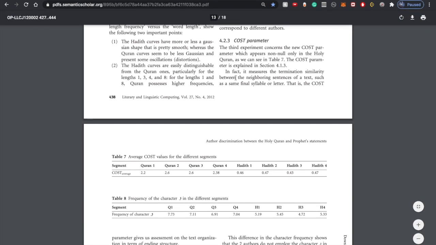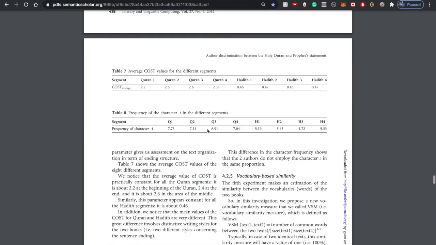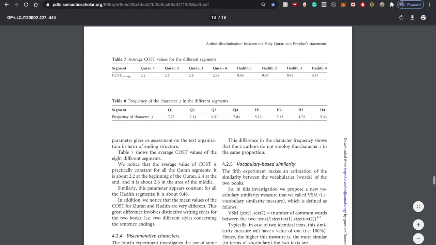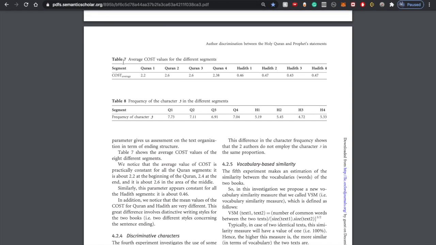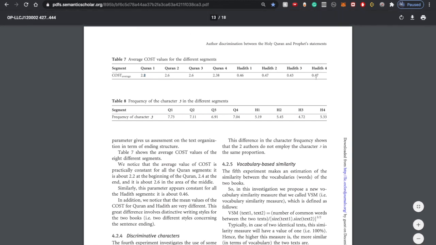So they did these to find the average cost in the Quran versus the Hadith. And the results are in Table 7. So you can see in the first segment of the Quran, the average cost was 2.2 versus 2.6 versus 2.6 versus 2.38. Hadith, they were 0.46 versus 0.47 versus 0.43 versus 0.47. It's interesting to see that. Clearly, the Quran goes together and the Hadith go in a different category.